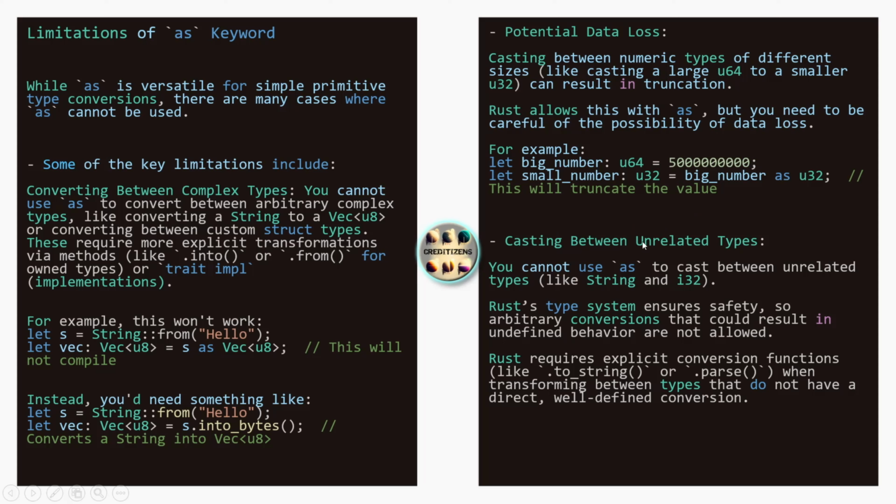Casting between unrelated types. You cannot use the as keyword to cast between unrelated types, like string and i32, completely different. Rust's type system ensures safety, so arbitrary conversions that could result in undefined behavior are not allowed. Rust requires explicit conversion functions like to_string or parse when transforming between types that do not have a direct, well-defined conversion.